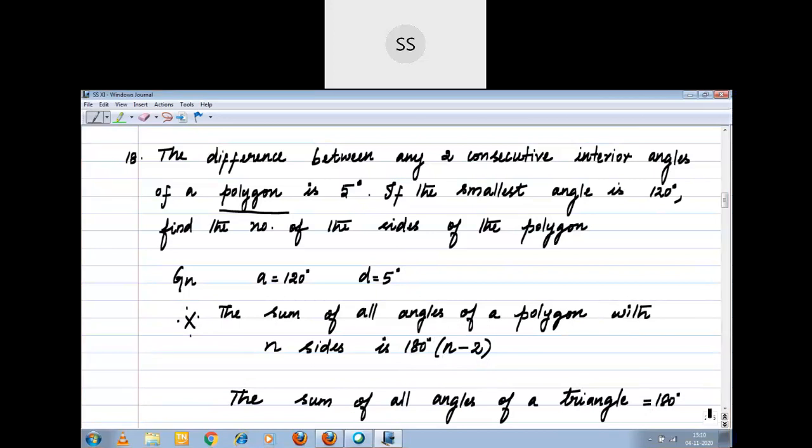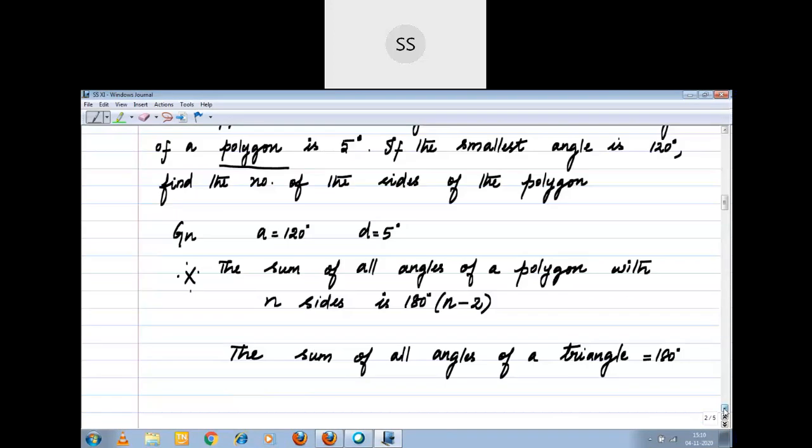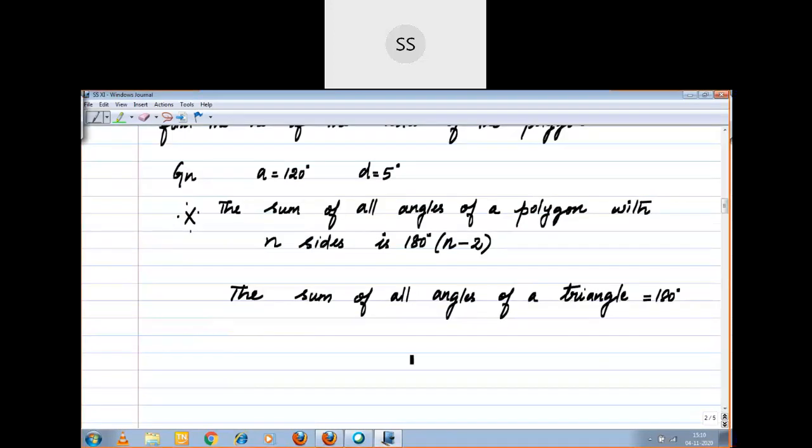Triangle means how many sides? 3 sides. That means what is my n? n equal to 3. Now the formula I gave is 180 degrees into n minus 2. Here n is 3. So 3 minus 2 is 1, so 180 degrees into 1 equal to 180 degrees. Got it? The sum of all angles of a polygon with 3 sides.